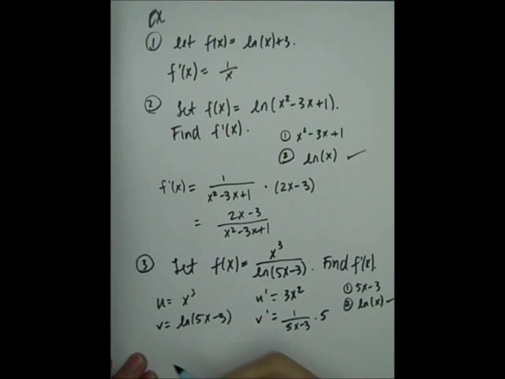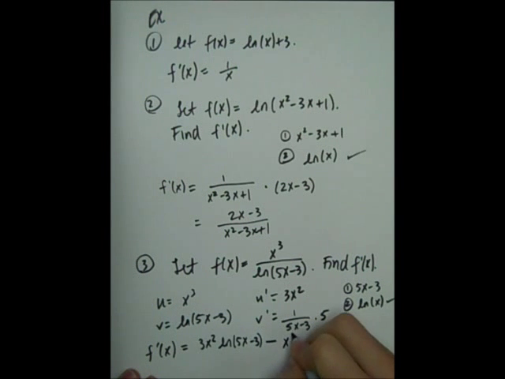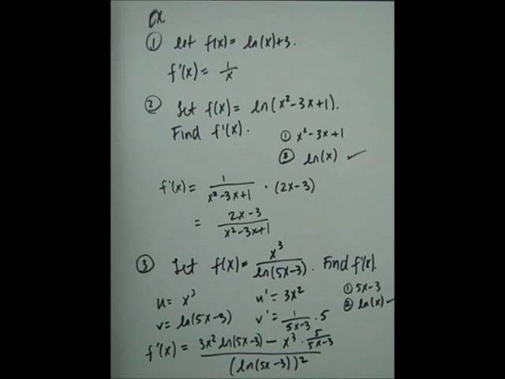Now that I have my u, v, u prime, and v prime, let's find the derivative. It'll be u prime v minus u v prime, all over v squared. So I'm still using the quotient rule, the product rule, and the chain rule, all the same way that I was before. I just have more functions to work with.